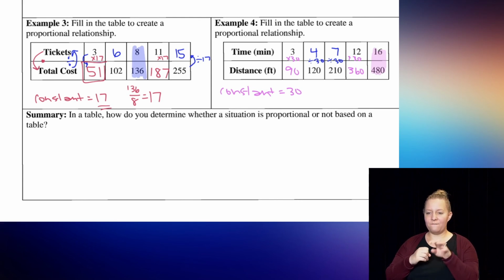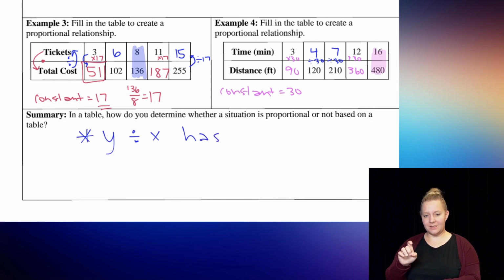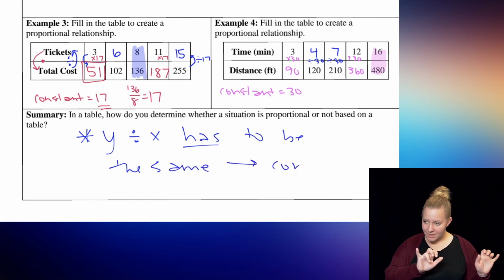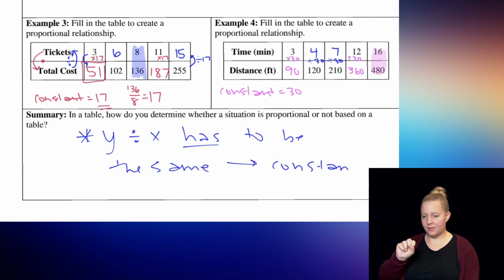All right, so in summary, in a table, how do you determine whether a situation is proportional or not based on a table? So we know that in a table, y divided by x has to be the same, or constant. All right, good luck on your problems.